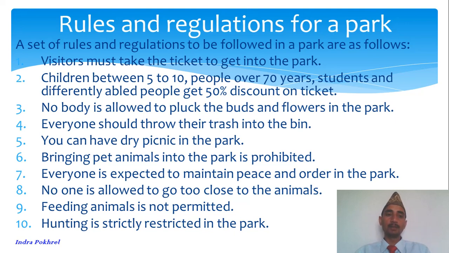And then second, can you observe the structure part, predicate part? Okay, so first there is the must, and then get. There is the simple present tense here in number two. Is allowed to, should, can, is prohibited, is expected, is allowed, is not permitted, is strictly restricted. So in the predicate part, we have different structures. So this will create the sensible sentences.